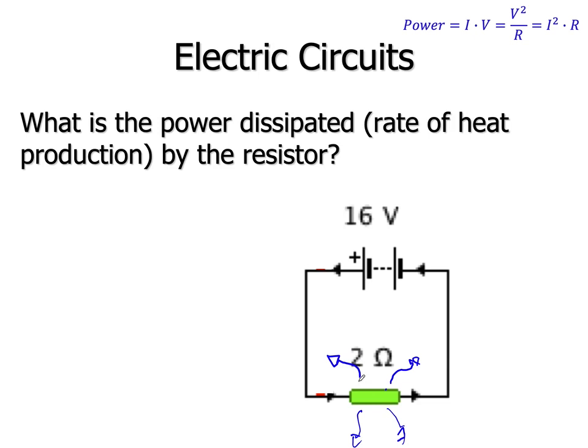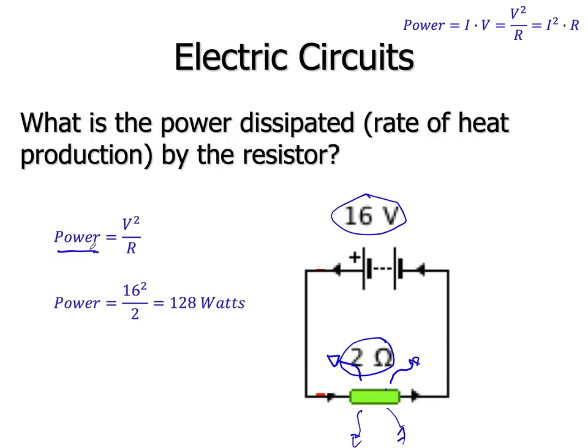In this case, what equation would I want to use? Probably V squared over R. Why? Because I know the voltage and I know the resistance, and I'm looking for the power. So plugging it in, V squared over R, 16 squared over 2, and I hope I did my math right. I did this in my head. I think it's 256 over 2. It should be 128 watts. That's a lot of heat, actually. It's a pretty decent heater.